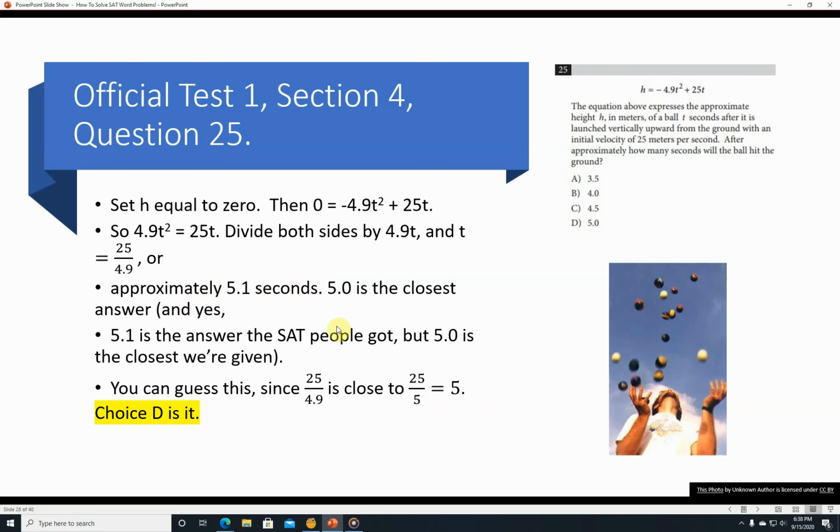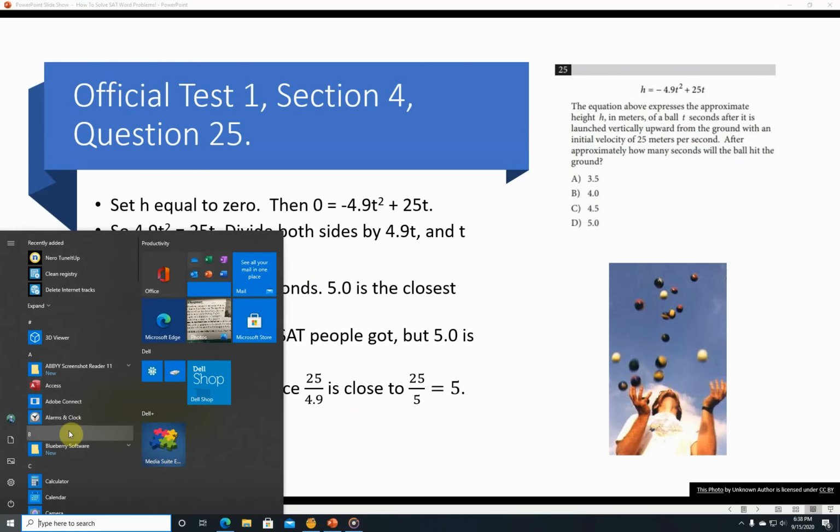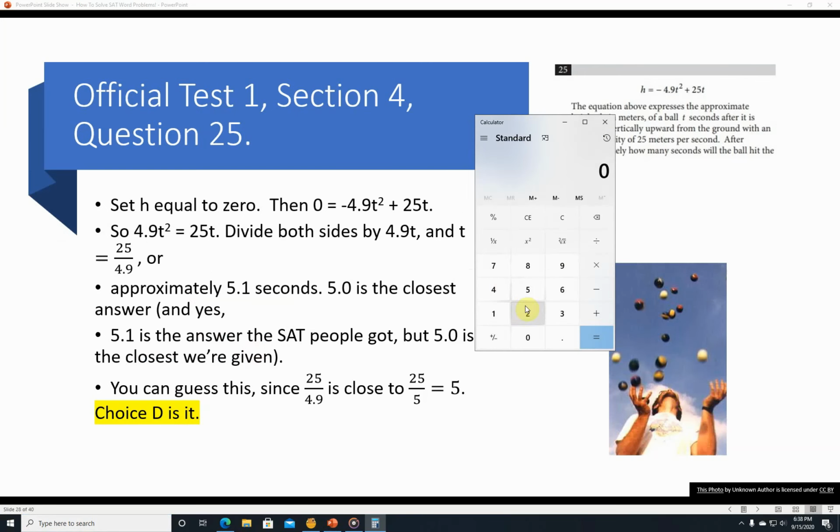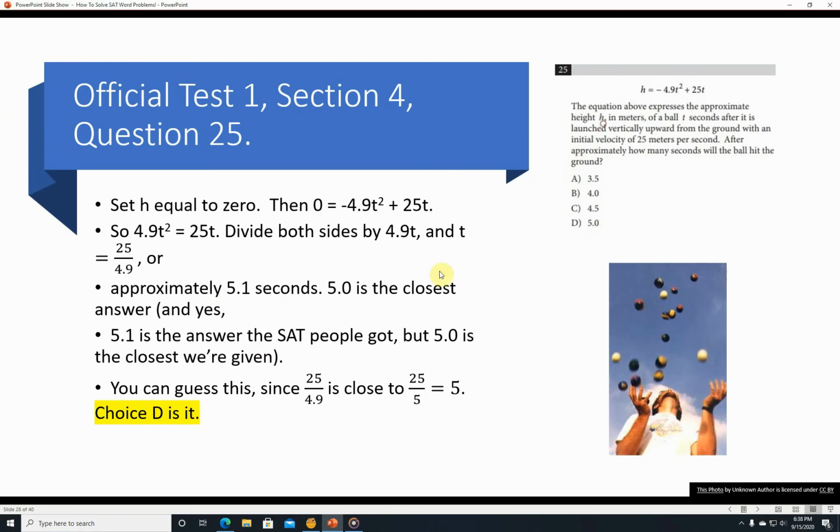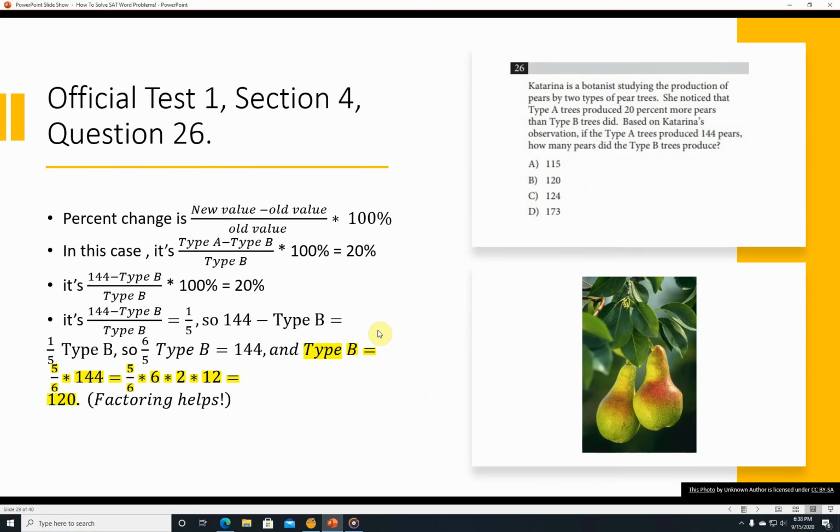5.0 is the closest answer, and yes, 5.1 is the answer the SAT people get in the answer explanation, but they tell you to choose 5.0 because it is the closest one, so that's approximately. You can guess this since 25 over 4.9 is pretty close to 25 over 5, which is 5. And if you don't believe me, I can actually show you. It's going to be 25 over 4.9, roughly 5.1 seconds. Okay, so it's answer choice D.